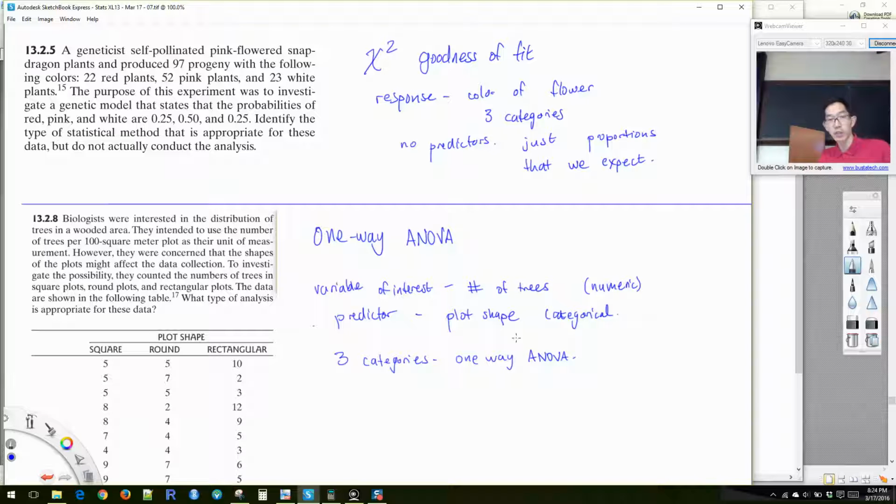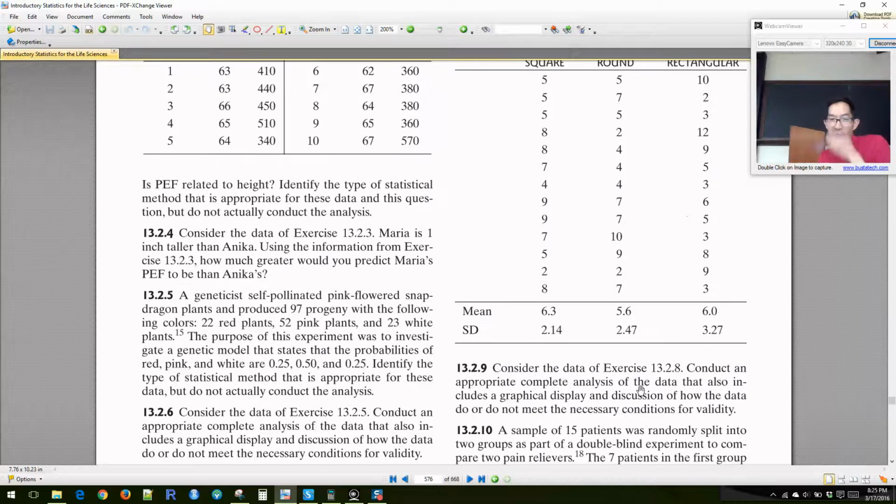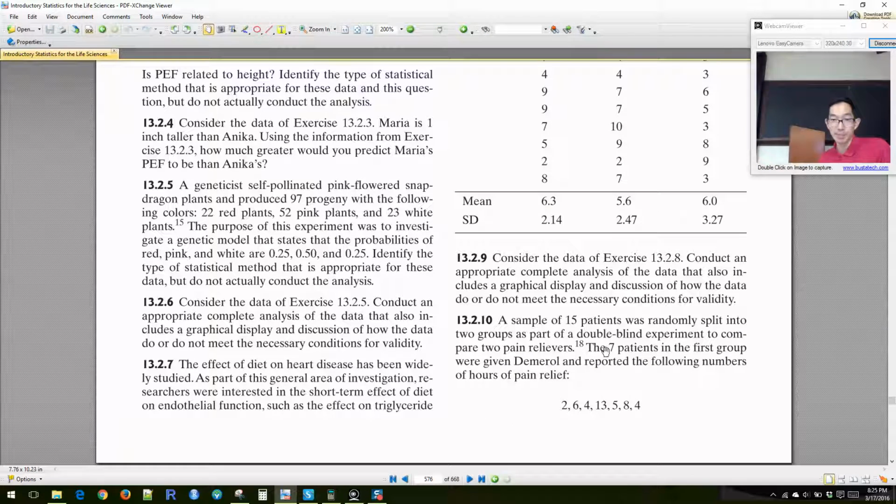If we only had 2 categories, we could do a t-test for independent groups. That would probably be the appropriate one to use for categorical data. Okay. All right, so keep continuing on here.